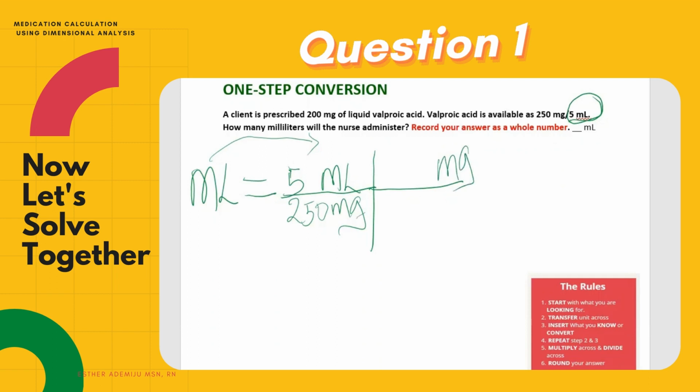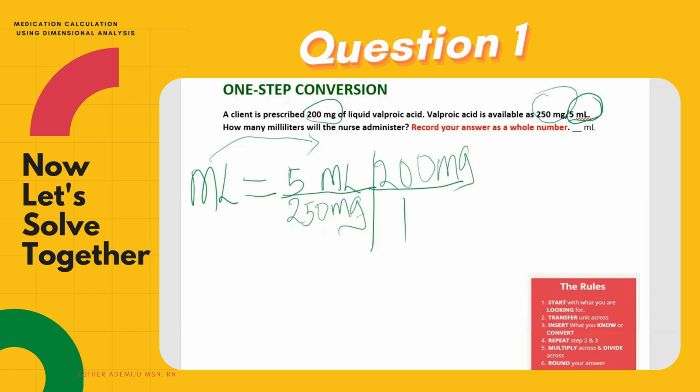And in our question, we need to look again. What other number has milligrams behind it aside from 250? Because we already brought 250 down here, right? But we have 200 up here. So 200 goes in there, and we can just put 1. So now the fifth step says multiply across and divide across.